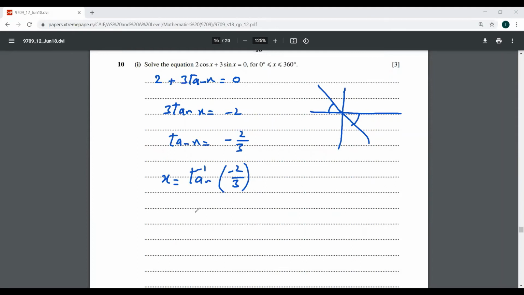Tan inverse of 2 over 3 is 33.6. So your x is going to be, first of all, this one. What is 180 minus 33.6? 146.4.